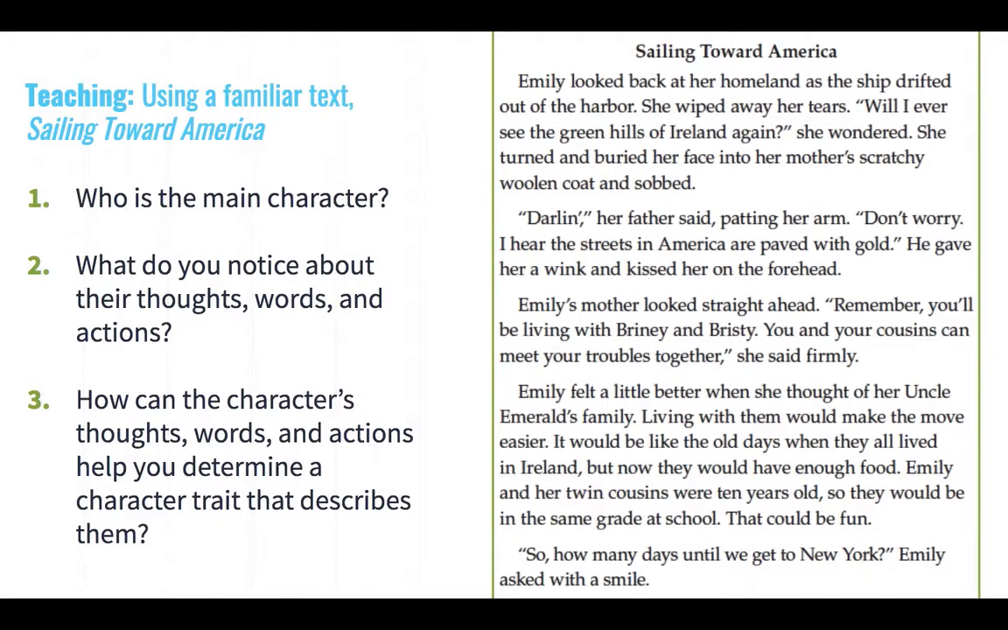This text should be familiar to you. We used it during our historical fiction unit, Sailing Toward America. And there are 3 questions I'm going to ask myself when I look at this story so that I can analyze the main character's traits. I'm going to ask, who is the main character? What do you notice about their thoughts, words, and actions? And how can the character's thoughts, words, and actions help you to determine a character trait that describes them?